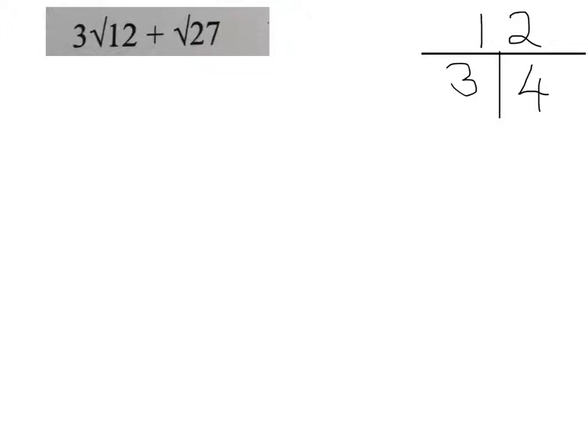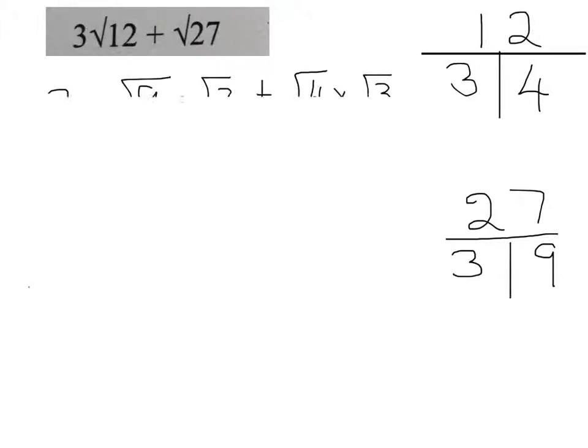So let's see if we can divide 27 by 3 as well. So looking at dividing 27 by 3, as that's what we want inside the square root sign, we get 3 and 9. So now we can rewrite this as 3 times the square root of 4 times the square root of 3 plus the square root of 9 times the square root of 3.